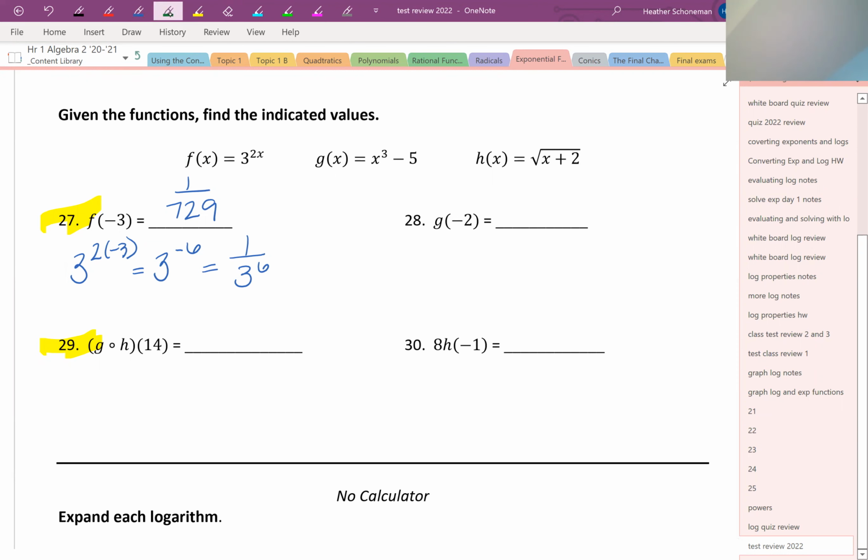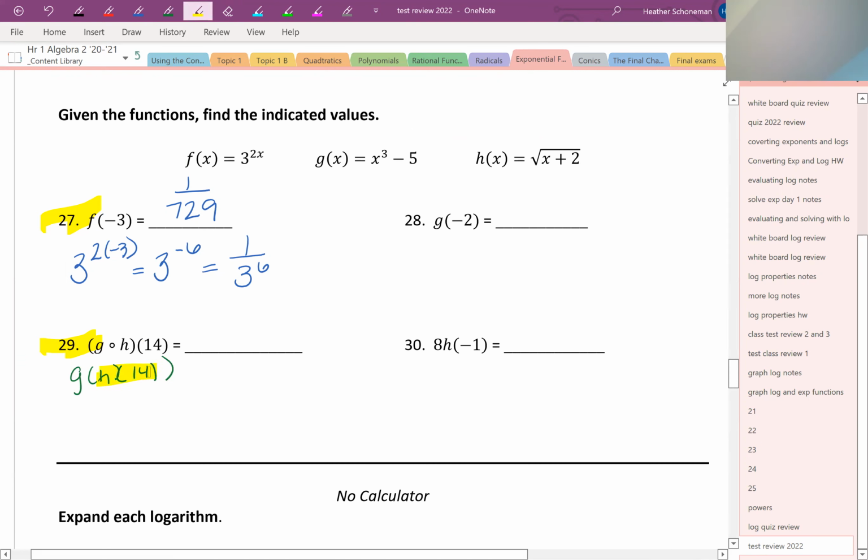Okay, number 29. This is like saying g of h of 14. So you're going to do what's inside first. You're going to find h of 14 first, and then whatever that answer is, you're going to plug it into g. So let's find h of 14. Well, h is this radical one over here. So I have the square root of 14 plus 2, so I have the square root of 16, which is 4.